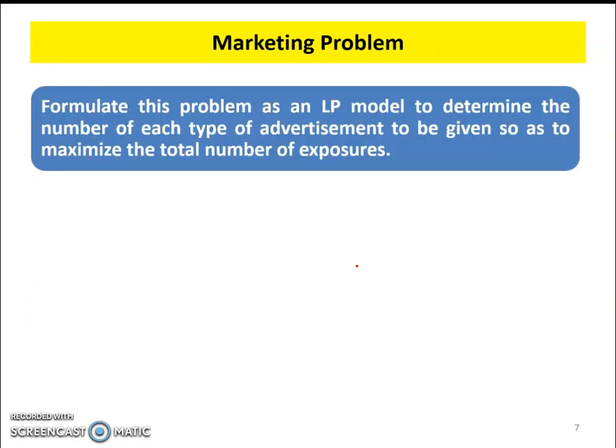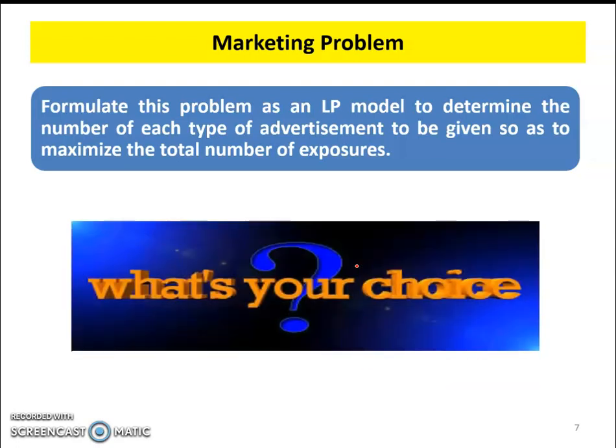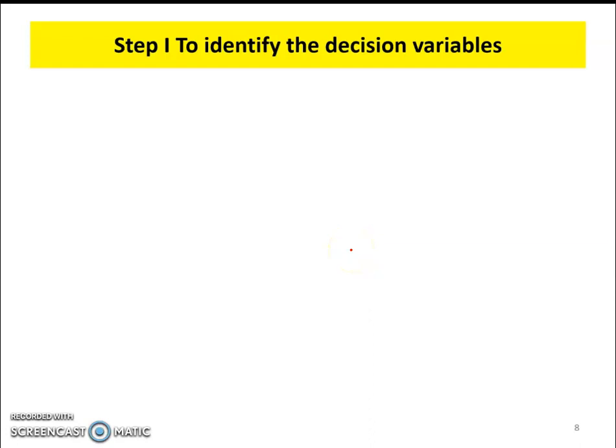Now we have to formulate this problem as an LP model, that is a linear programming model, to determine the number of each type of advertisement to be given so as to maximize the total number of exposures. So what is your choice? That is, we have to take decisions on these variables and we will use the method of linear programming to find out the answer. So let us go step by step.